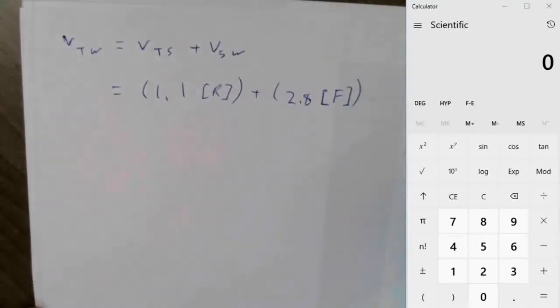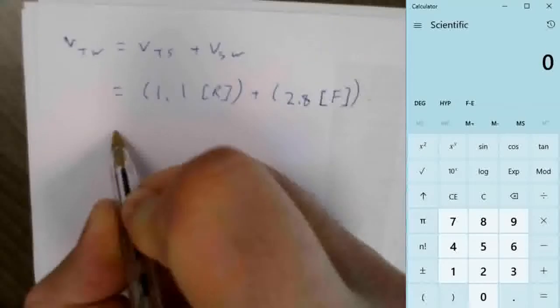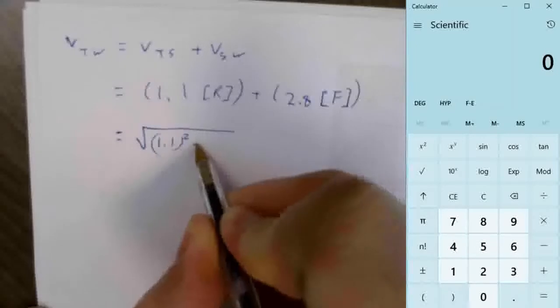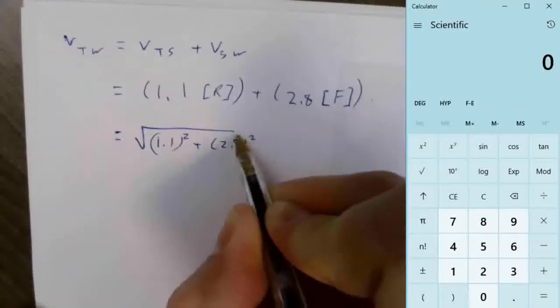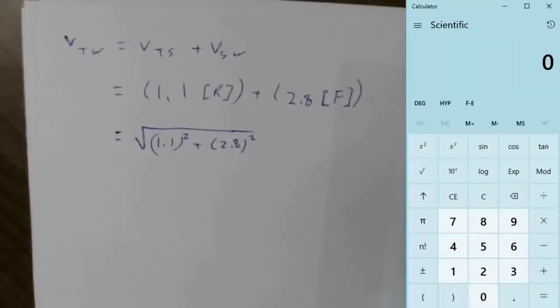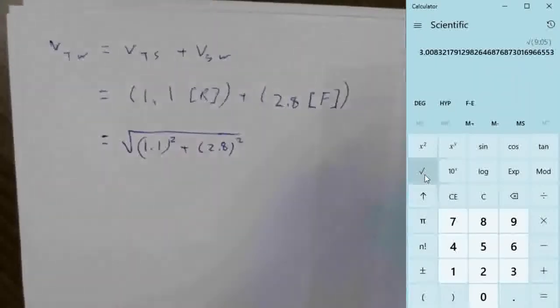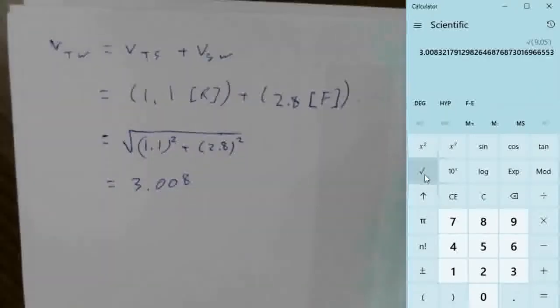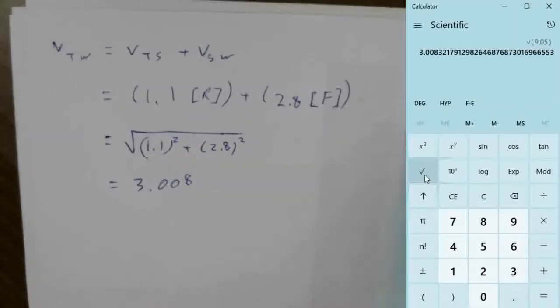Now to calculate this is a vector addition problem. So what we would do is we would be finding, I'll write it down here actually, the square root of 1.1 squared plus 2.8 squared. So in our calculator, we square 1.1, we square 2.8, and then we find the square root of that, we're left with 3.008. I'll just leave some extra digits. This is our magnitude. However, we need to find the direction as well.